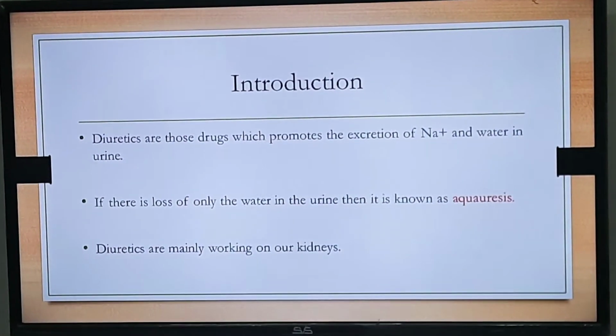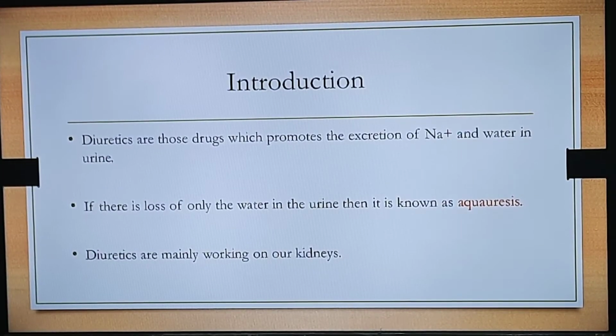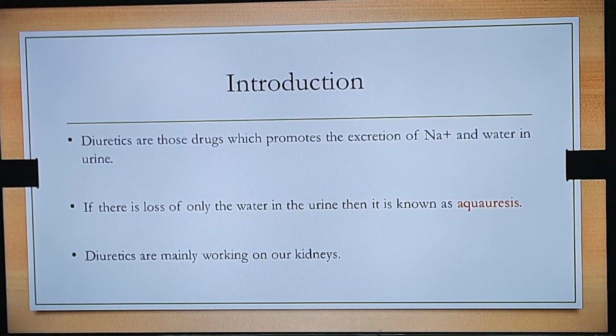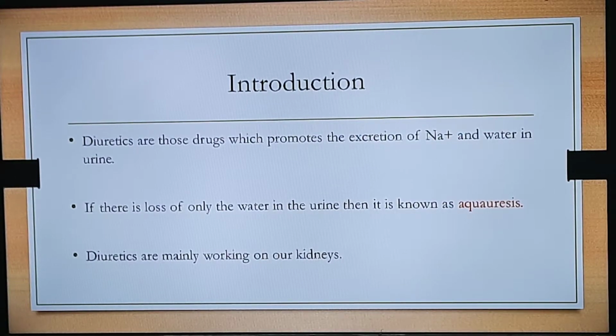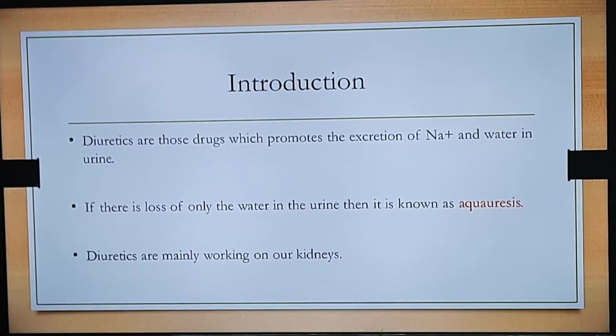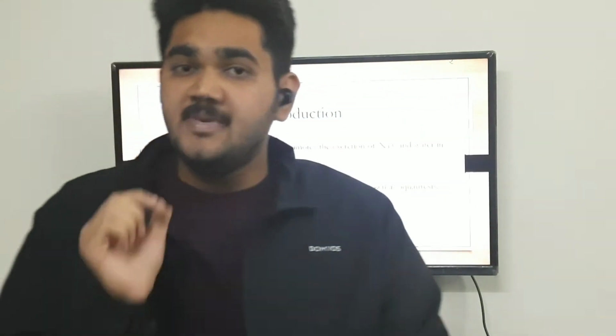As you can see on your screen, the very first question is, what do we understand by diuretics? Diuretics are those drugs which promote the excretion of sodium and water in the urine. So if a person is taking a diuretic agent, the urine output will increase. Our diuretic agent increases the urine output by eliminating a greater amount of sodium. Now when more sodium is excreted in our urine, that is known as natriuresis.